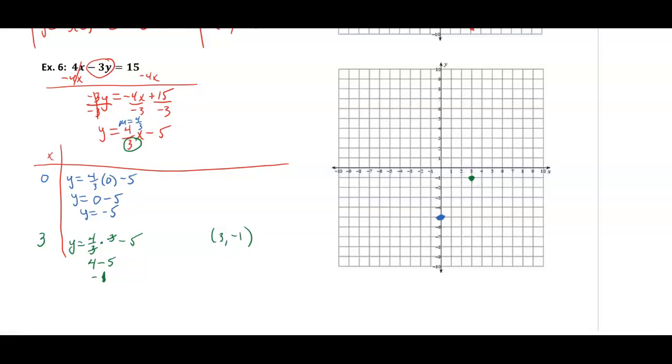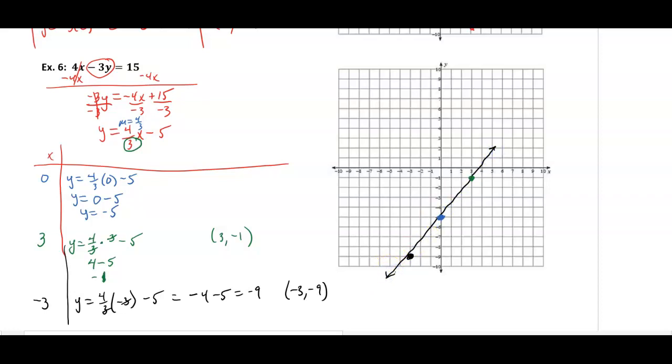And then I check my final answer by using negative 3. So y equals 4/3 times negative 3 minus 5. A positive times a negative is a negative. 3's eliminate. Negative 4 minus 5 will give me negative 9. So negative 3, negative 9. And now I can graph my line.